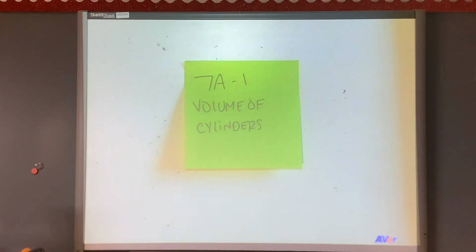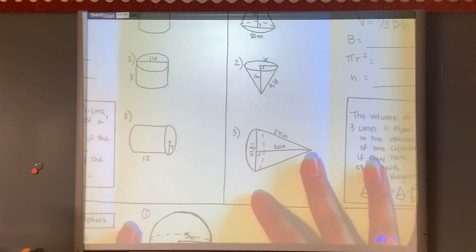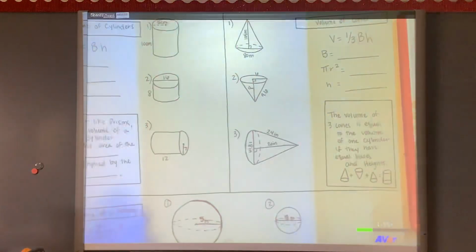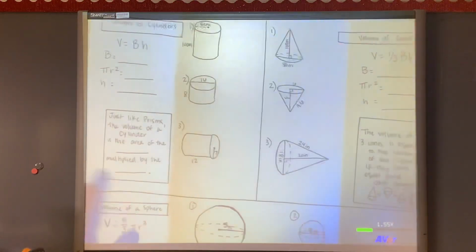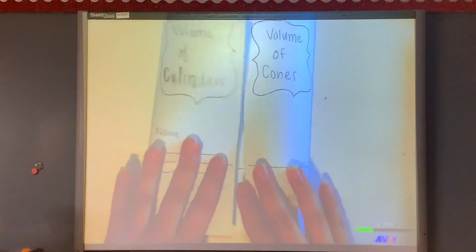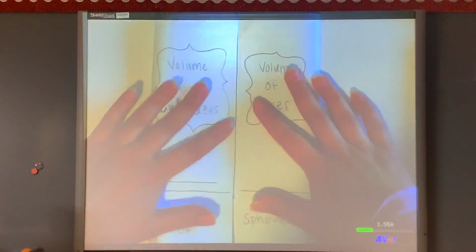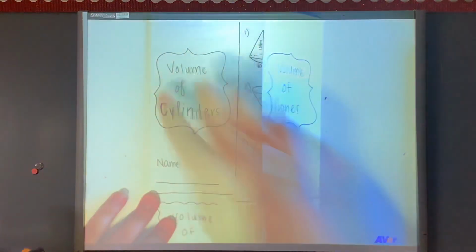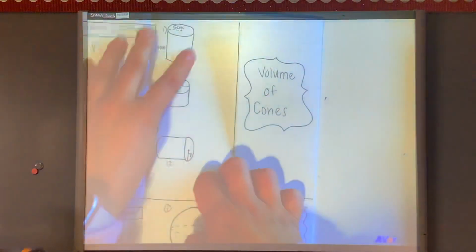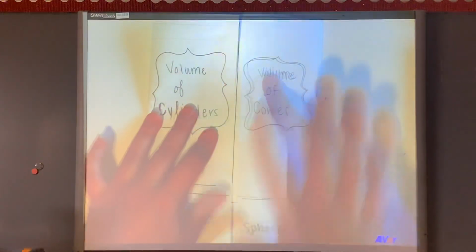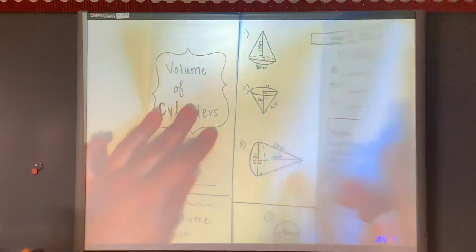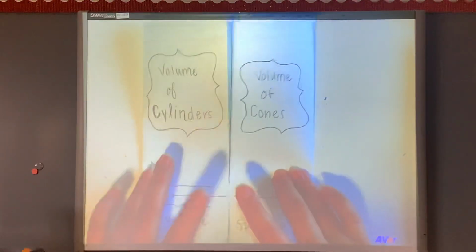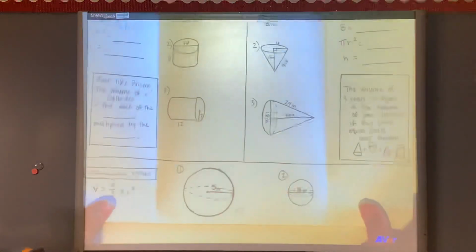This is your video for volume of cylinders. Everybody should have a paper like this. You will take the paper and you will fold it until the outside edges meet the middle, like this. You'll see the words volume of cylinders for this section, volume of cones for this section of cones, and volume of spheres down here, which includes the bottom section.